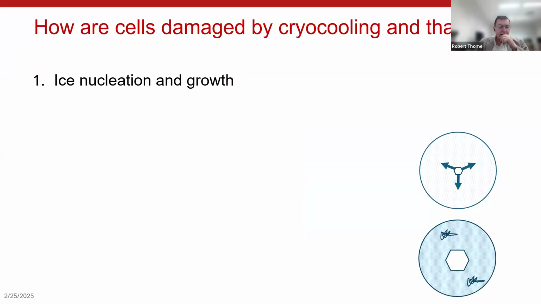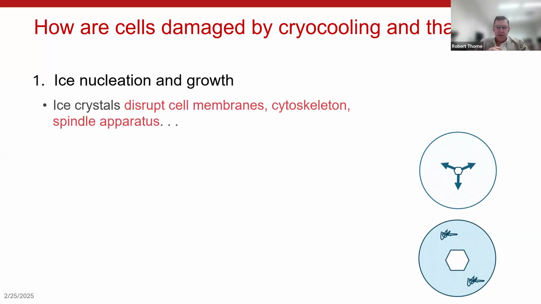So in this vitrification approach, you're trying to avoid ice formation. And a reason for that is that it's generally thought that formation of ice is a major cause, if not the most important cause, of damage that leads to poor post-thaw outcomes. So how are cells damaged by cooling and thawing? When ice crystals nucleate and grow, those crystals can do mechanical damage as they grow, disrupting cell membranes, the cytoskeleton, and the spindle apparatus.